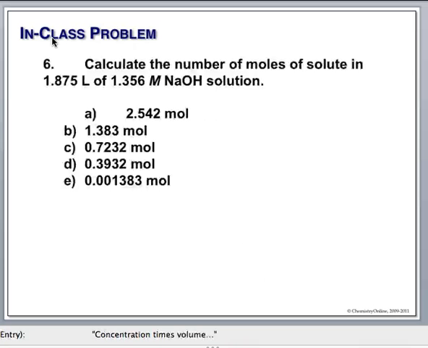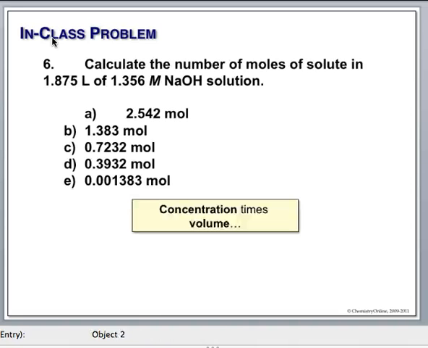If we have 1.8 liters of 1.4 molar sodium hydroxide, how many moles is that? Well, we can do that because we know concentration times volume gives us what? Moles. Simply multiply our concentration times the volume, and we get 2.54 moles.